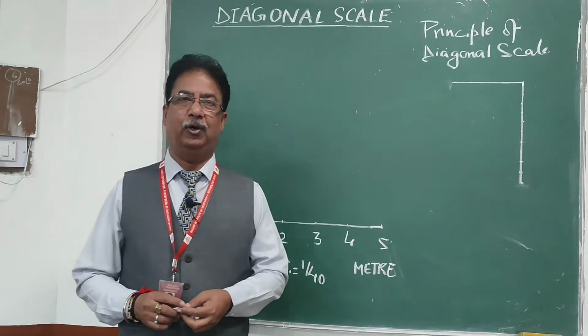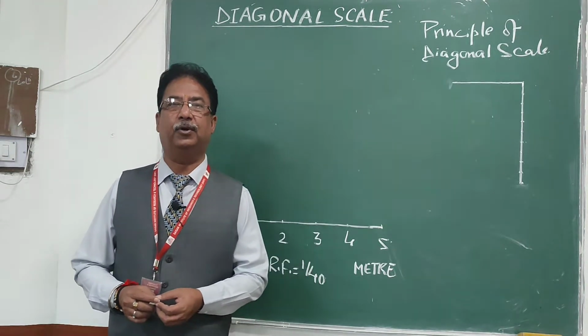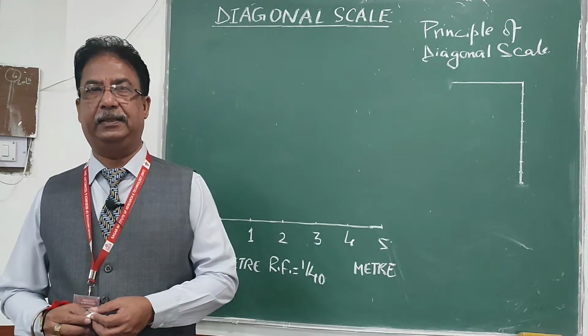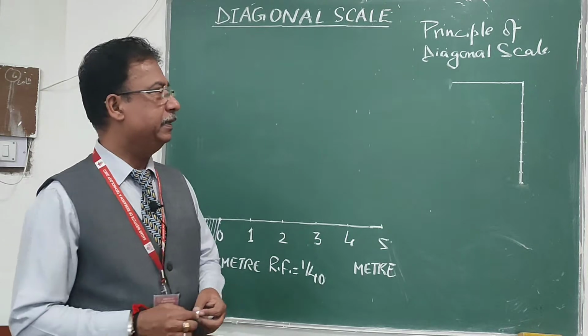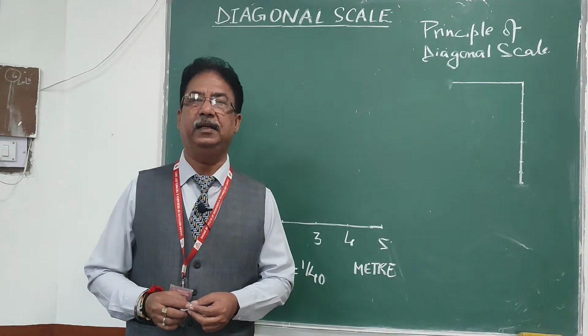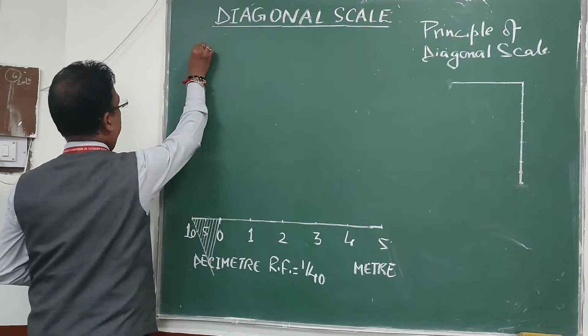So another problem, this time on the diagonal scale. If you remember, last time we discussed the plane scale. Today I am going to discuss the diagonal scale. A diagonal scale is a scale which is used to measure distances in 3 units. In plane scale we use 2 units.